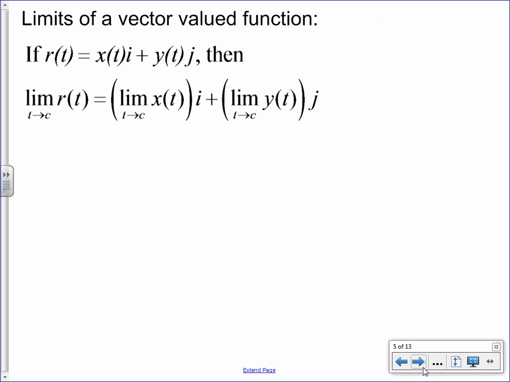Okay. Limit of a vector valued function. Basically, you can take the limit of each individual piece.